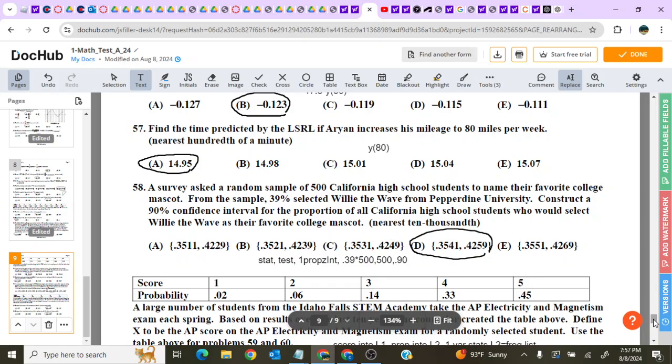A survey asks a random sample of 500 California high school students to name their favorite college mascot. 39% selected Willie the Wave. What is a 90% confidence interval for the proportion of all California high school students?